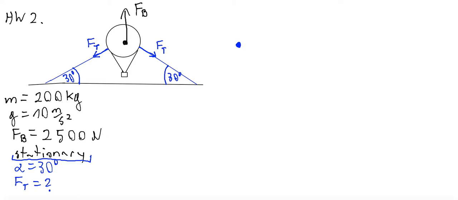The balloon experiences four forces. This is the gravitational force acting down, the buoyant force acting up, and two tensions which act along the cables. So tension 1 and tension 2. Is it clear? And the balloon is stationary, it is attached, which means that all forces must be balanced.